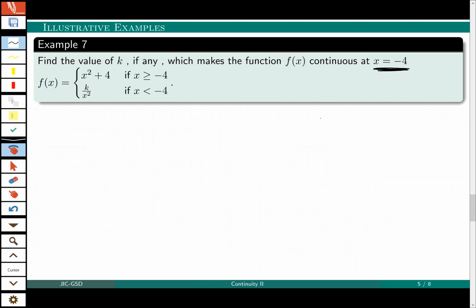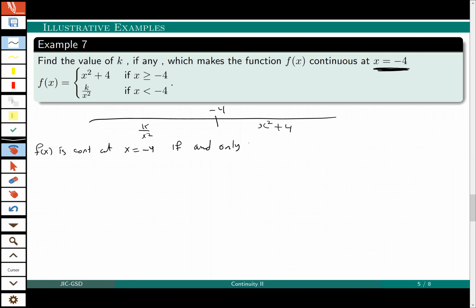So all I need to say here, what I have, this is -4. Before it, it's k over x squared. After it, it's x squared plus 4. So we should say f of x is continuous at x equal to -4 if and only if the limit when x goes to -4 from left has to equal f at -4, which has to equal the limit when x goes to -4 from right.